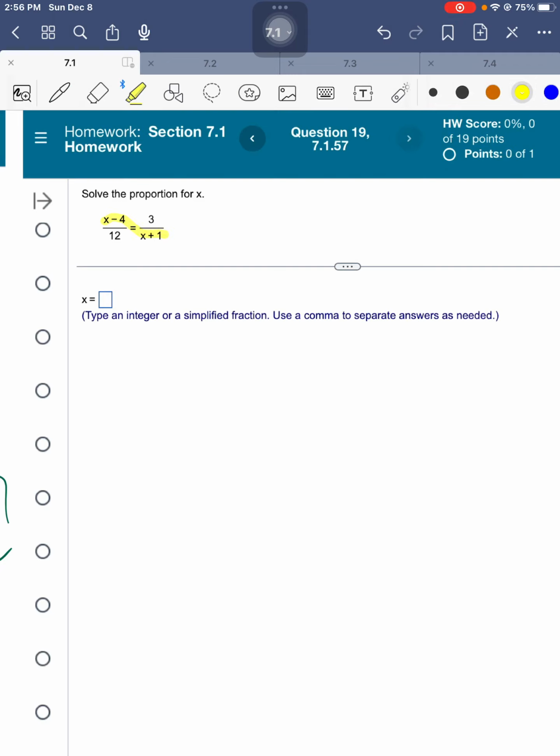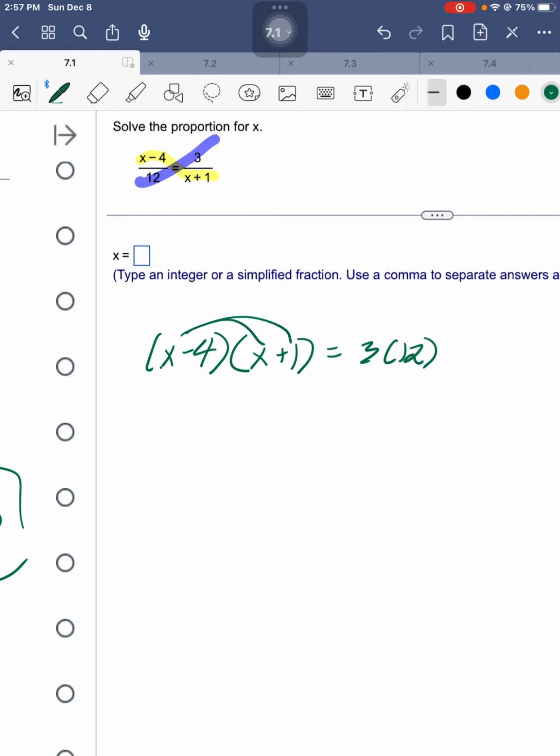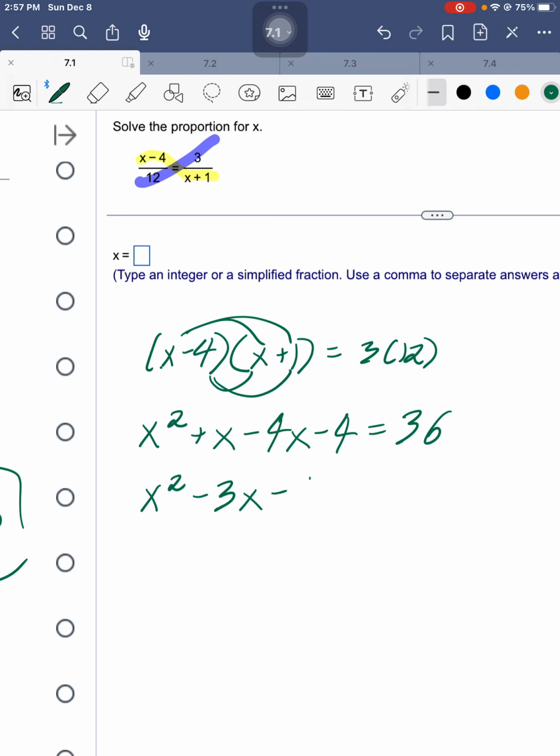And this one's a little bit tricky, but it's still the same steps. You know, this is stuff we should have learned already in Algebra 1, right? So let's highlight my extremes and my means, and let's cross multiply. So x minus 4 times x plus 1 is equal to 3 times 12. So we're going to FOIL. So x squared plus x negative 4x minus 4 equals 36. So let's combine like terms over here on the left side. So x minus 4x is minus 3x minus 4 equals 36.